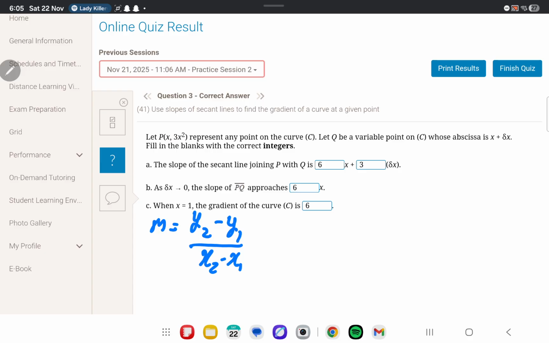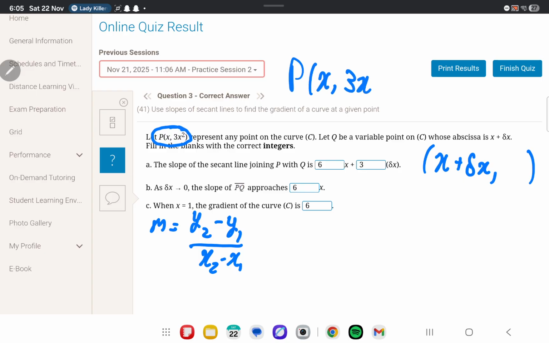Okay, so now how do you find the y value of Q? We said we have the x value of Q, x plus delta x, but we don't have the y value. So what do you do here? Well, if you notice here, P is x comma 3x squared, right? And what is essentially a function? A function is any equation that maps x onto y. So f of x is equal to 3x squared, right? This is the simplest definition of a function.